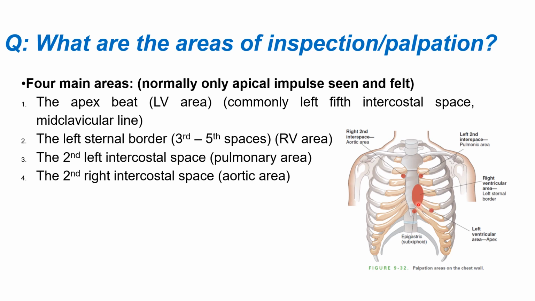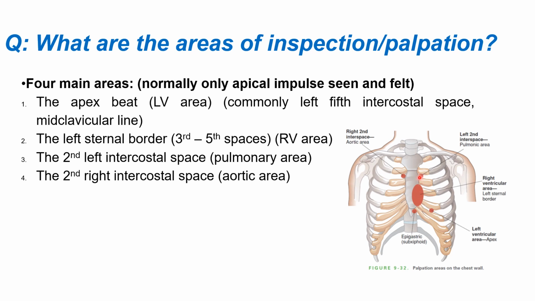The second area is the RV or the right ventricular area. This is in the left parasternal border in the spaces 3, 4 and 5. So it is the third, fourth and fifth intercostal spaces just at the left sternal border, parasternal or just near the sternum on the left side.